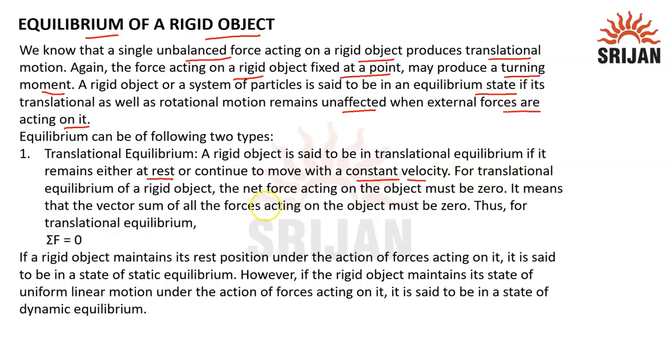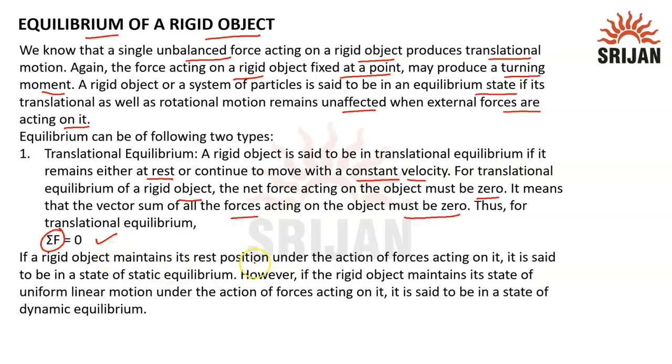So, for translational equilibrium of a rigid object, the net force acting on the object must be zero. It means that the vector sum of all the forces acting on the object must be zero. It's not that no force is acting on the object. It may be that three or four forces are acting on the object, but the vector sum of all the forces must be zero. So for translational equilibrium, summation of F is 0, which means the vector sum of all forces is 0.